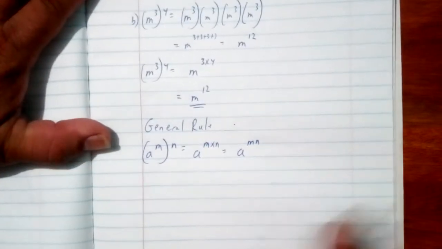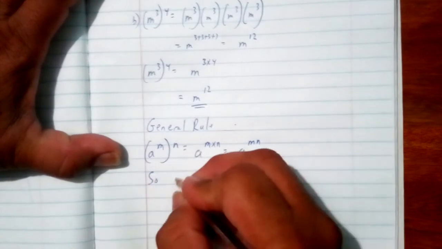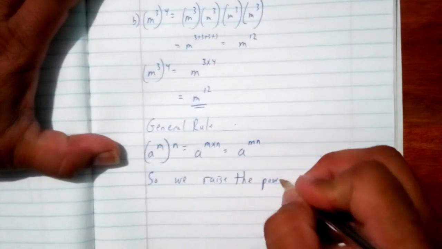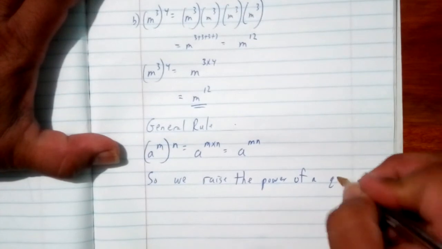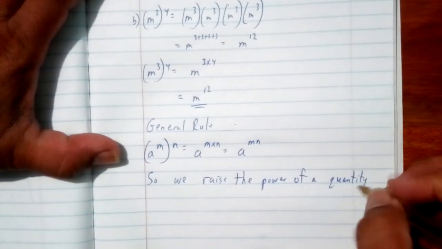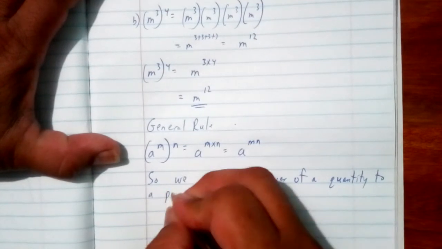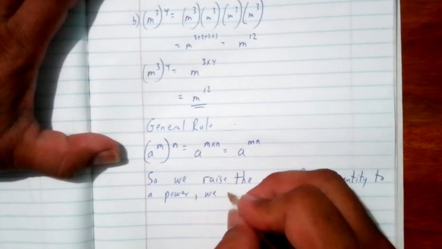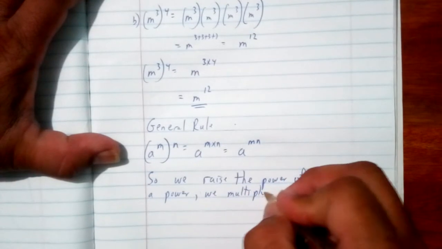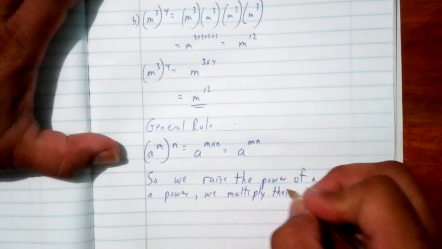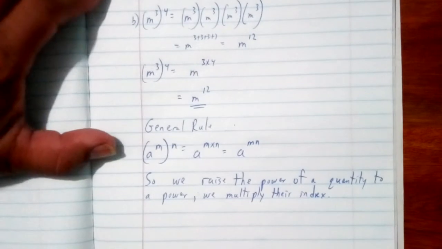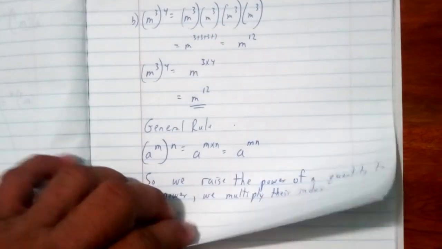Okay, so the rule says, when we raise the power of a quantity to a power, a power to a power, we multiply their index. Okay, that's all that it says. Let's try a few examples for this one here. So let's try examples.